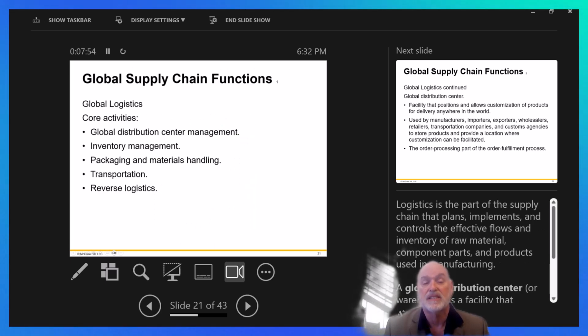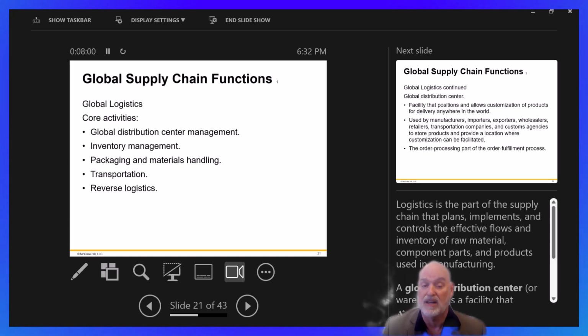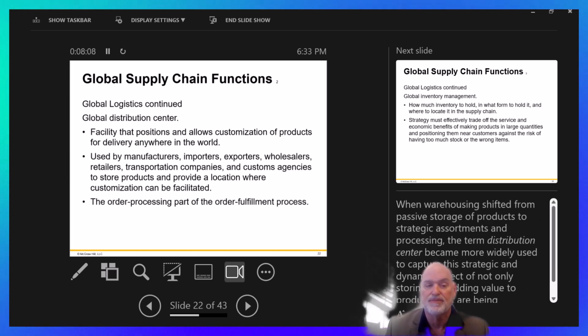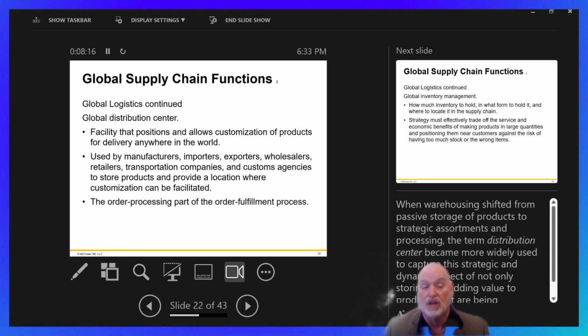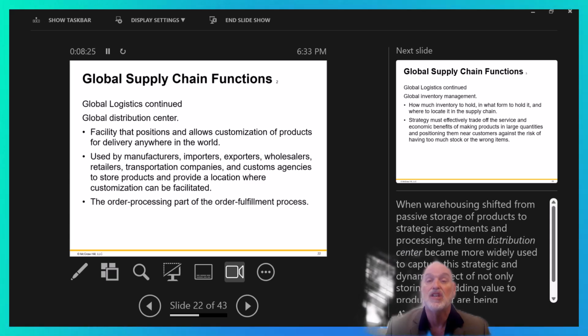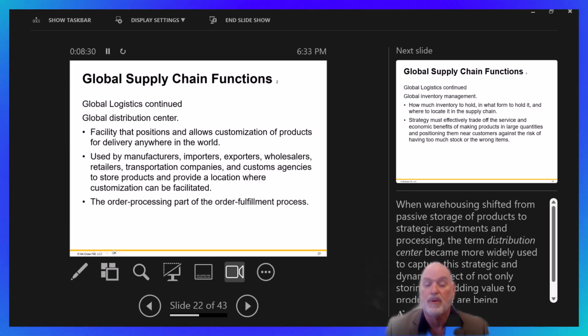In global logistics, there are certain core activities, among those being global distribution center management, inventory management, packaging and materials handling, transportation, and also reverse logistics. A global distribution center is a facility that positions and allows customization of products for delivery anywhere in the world. It's used by manufacturers, importers, exporters, wholesalers, retailers, transportation companies, and customs agencies to store products and provide a location where customization can be facilitated. The order processing part of the order fulfillment process. That's what a global distribution center is.